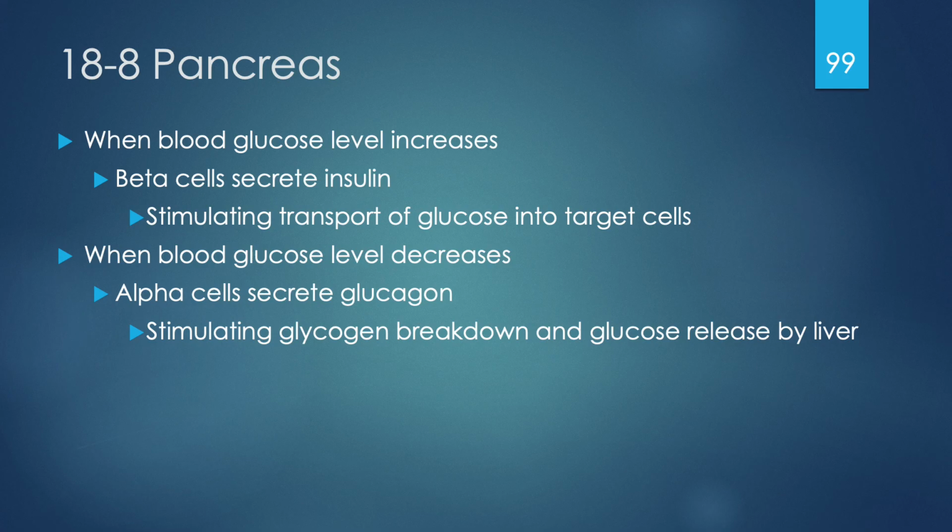The pancreas responds, like many other components of our endocrine system, in a negative feedback loop. So when the blood glucose levels get a little too high, then the beta cells of the pancreas, specifically of the endocrine pancreas, will secrete insulin. And insulin stimulates glucose to be transported into target cells and taken up. But when blood glucose level gets too low, then the alpha cells of our endocrine pancreas launch into gear and they secrete glucagon. And that glucagon will stimulate glycogen breakdown and glucose release by the liver.